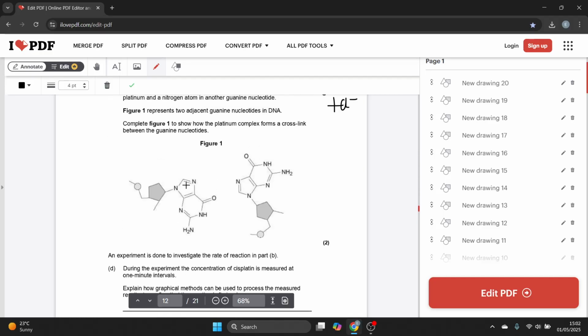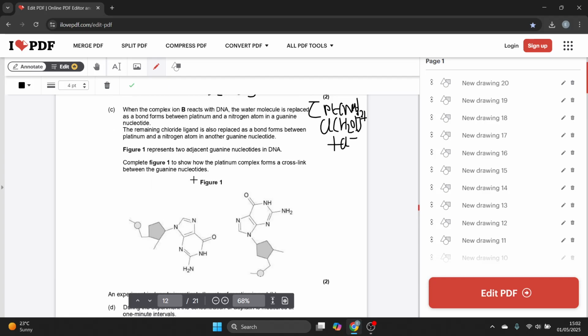Complete figure 1 to show how the platinum complex forms a cross-link between the guanine nucleotides. The platinum cross-link, so you've got platinum, which is here. But what does platinum have? You have NH3, H3N, and then you've got the nitrogen with the lone pairs of electrons. Then it goes to here, and it goes to here.